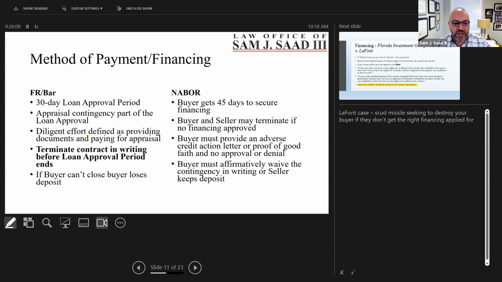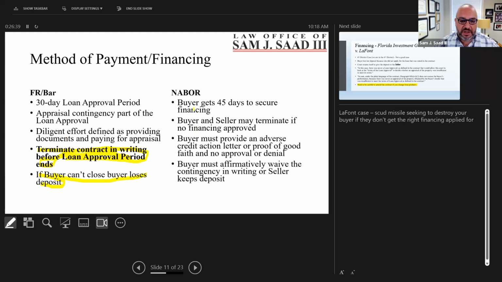There's got to be a diligent effort, which is defined. It's got to be completed by the buyer. You got to pay for that appraisal, give the lender their fee, get the documents to the lender. And you have to terminate the FRBAR contract in writing prior to the end of the loan period, or the buyer's going to lose their deposit. If you can't close, the buyer loses their deposit under FRBAR.